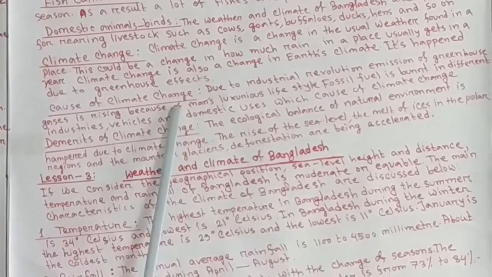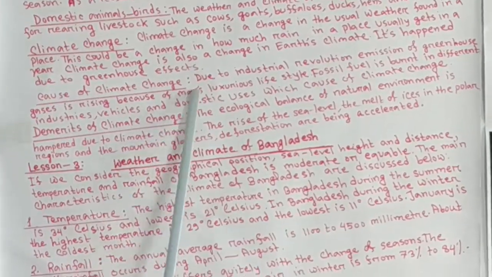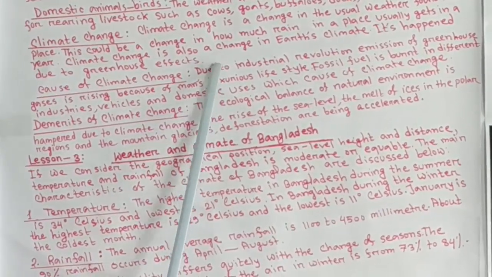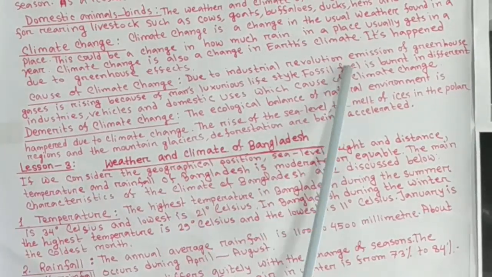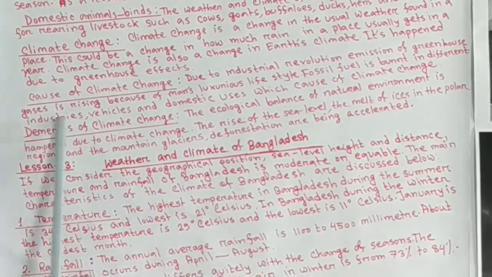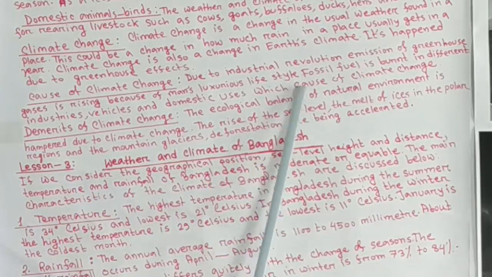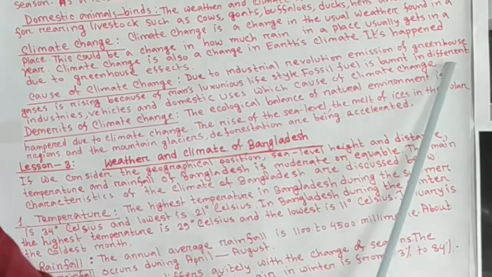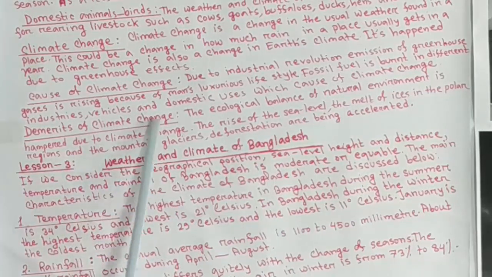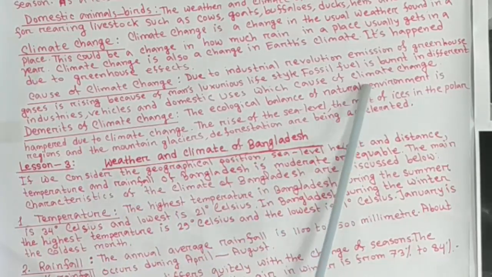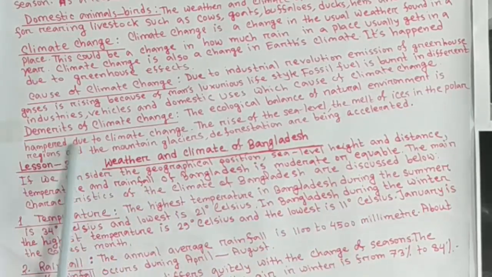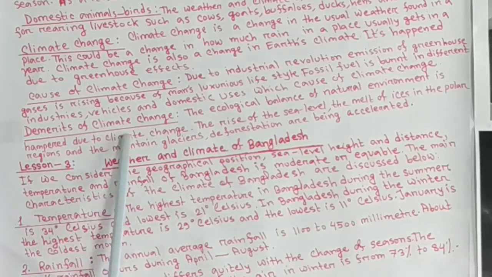Causes of climate change. Why does climate change occur? The reasons are the industrial revolution, and the emission of greenhouse gas is rising because of man's luxurious lifestyle. Fossil fuel is burned in different industries, vehicles and domestic uses, which causes climate change.